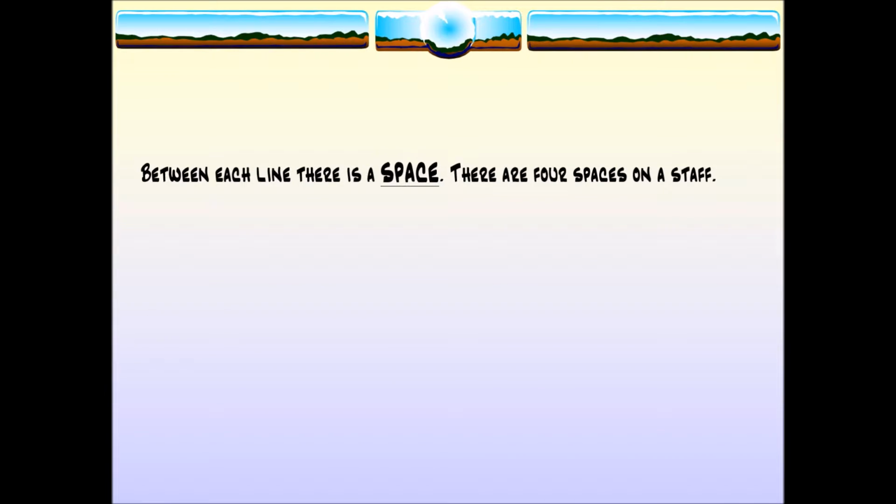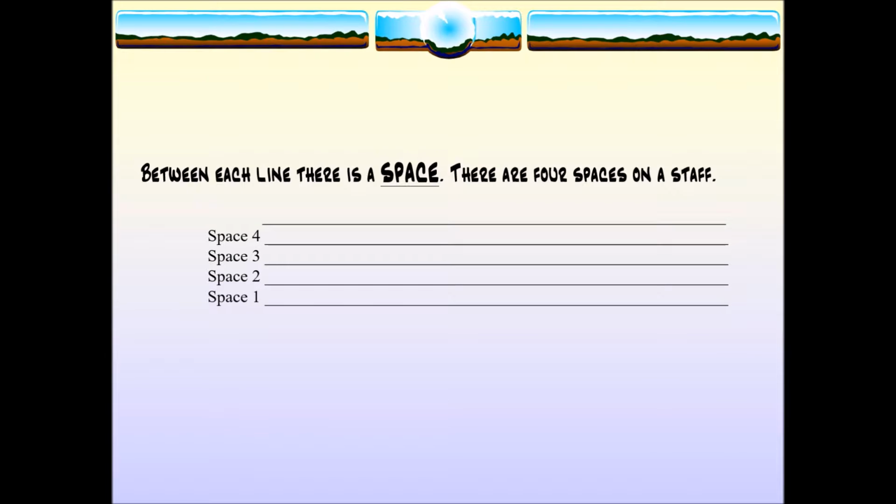Between each line there is a space. There are 4 spaces on a staff. From bottom to the top is space 1, second space up is space 2, space 3 above that, and space 4 above that.